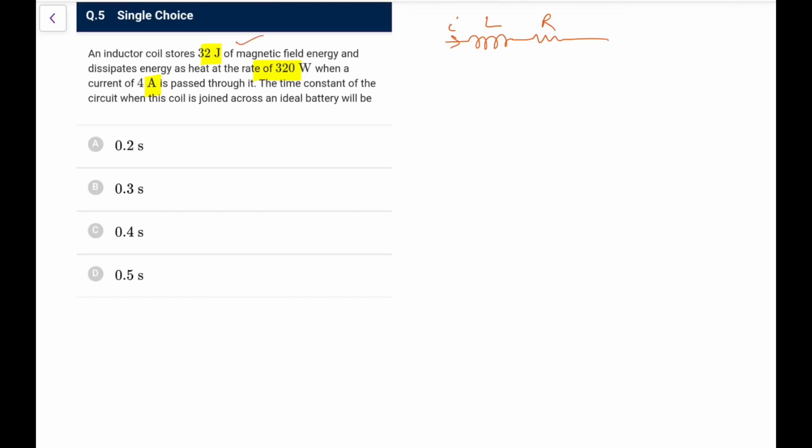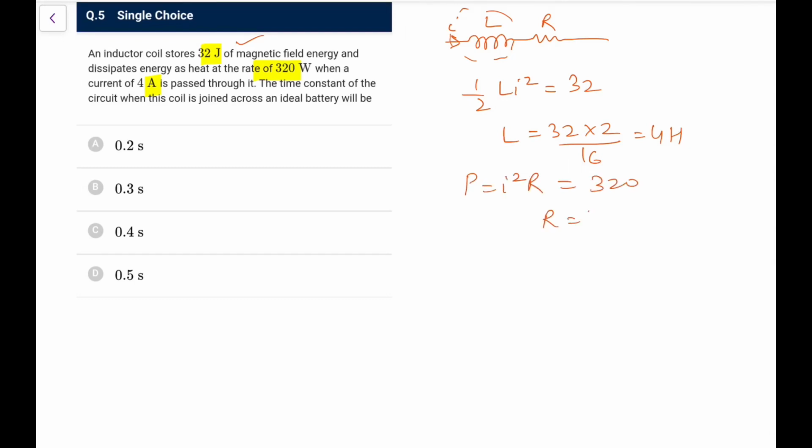So what it says, when this current I goes, this is the energy stored in the magnetic field, that is, the energy stored in the inductor, which I know is half Li square, that is 32. So L comes out as 32 into 2 upon I square, that is 16, that comes out as 4 Henry. Similarly, dissipation as heat is the power dissipation by the resistor, that is I square R, that is 320. So R comes out as 320 by 4 square, that is 320 by 16. I can write it as 20 ohms.